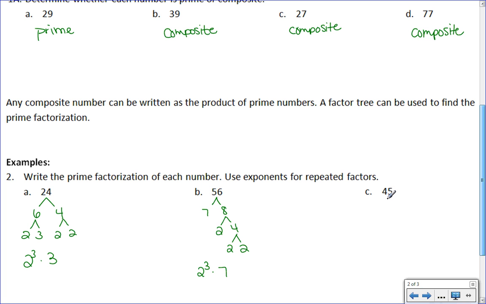Okay, last one. 45. Two numbers that multiply to give 45 are 9 and 5. 9 can be factored down still into 3 and 3. 3 times 3 is 9. But both of these are prime, so we're done here. The 5 is also prime, so we're done over here. So all we have left are prime factors. So this is 3 squared times 5.